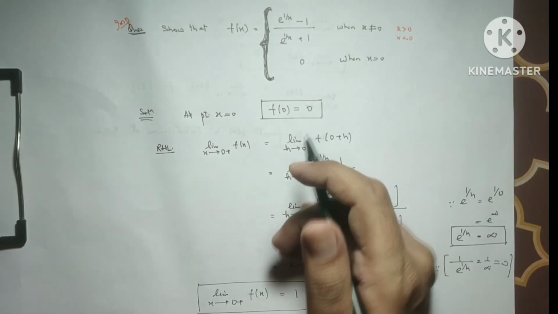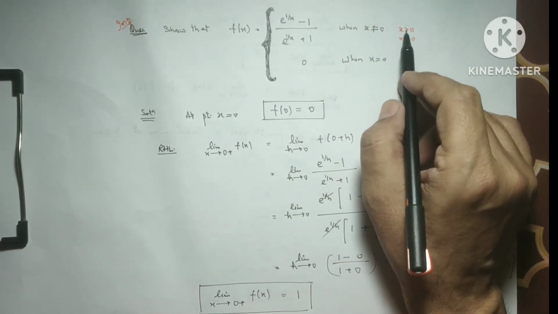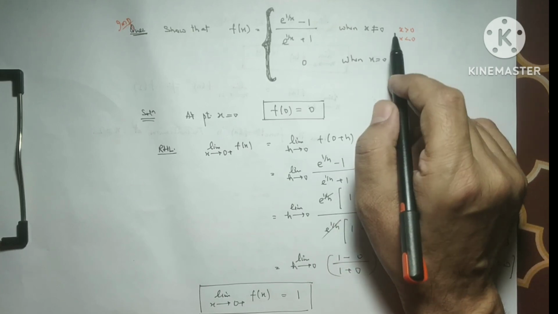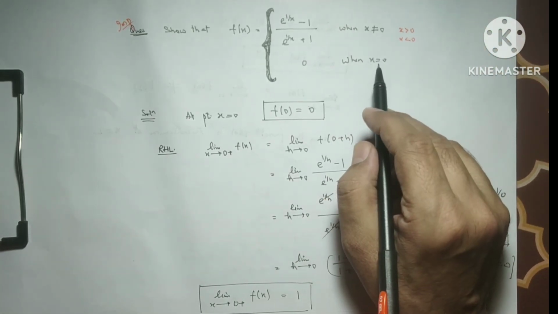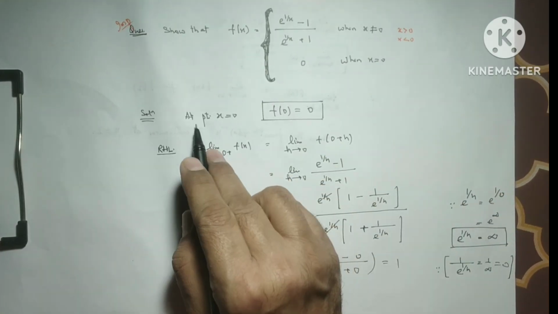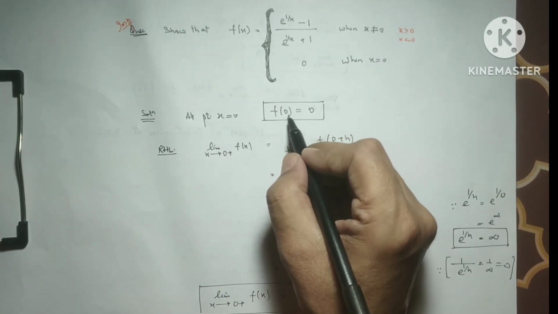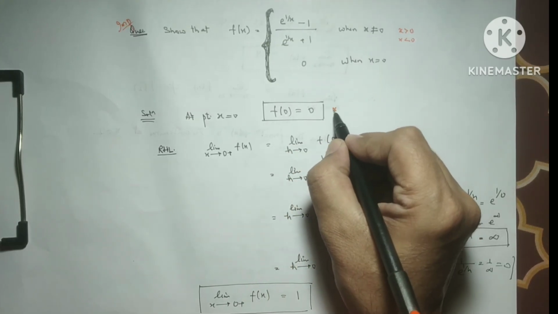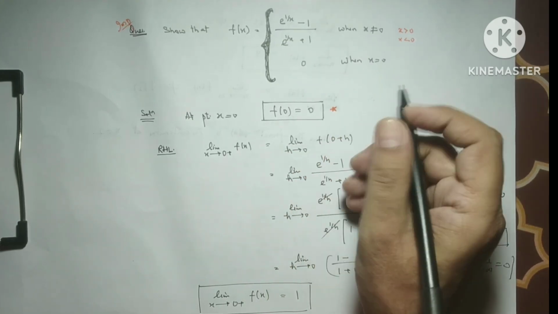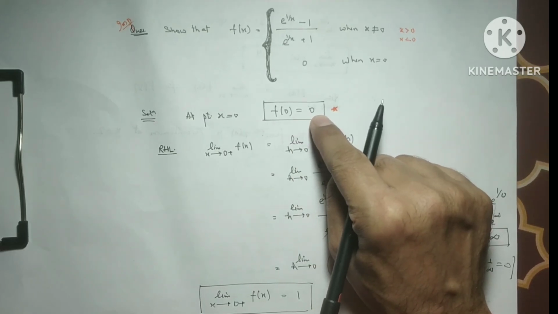So now the procedure is this: we will collect the value at the point, the right hand and the left hand limits. If all are equal, then it is continuous. So first we will consider the value at the point. At x equals 0, the value of the function at 0 is 0. So this is our main value. If all the three values are 0, then it is continuous.